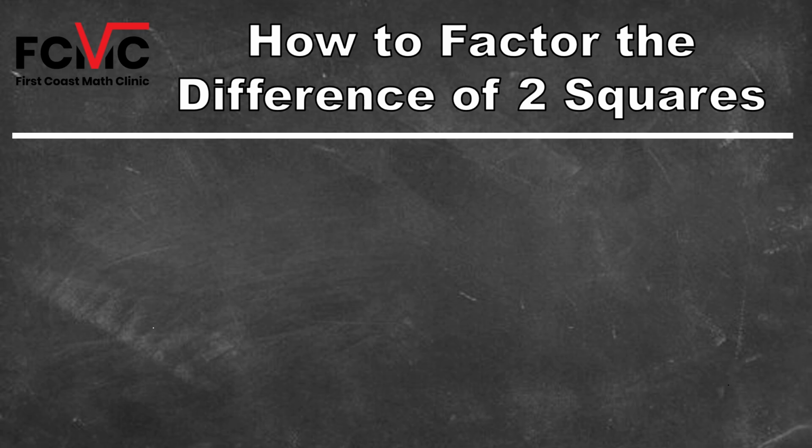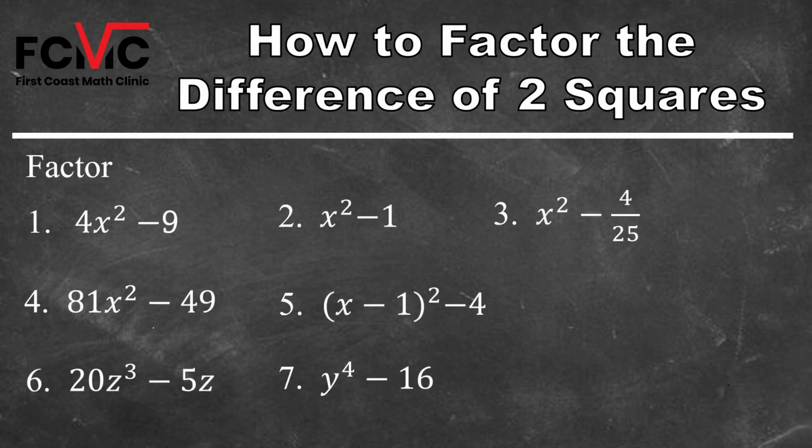In this lesson, we're going to talk about how to factor the difference of two squares. We're going to look at these 7 examples. We're going to figure out how to identify whether or not we have the difference of two squares, and we're going to come up with a specific rule that we can use to factor the difference of two squares. All right, let's get into it.